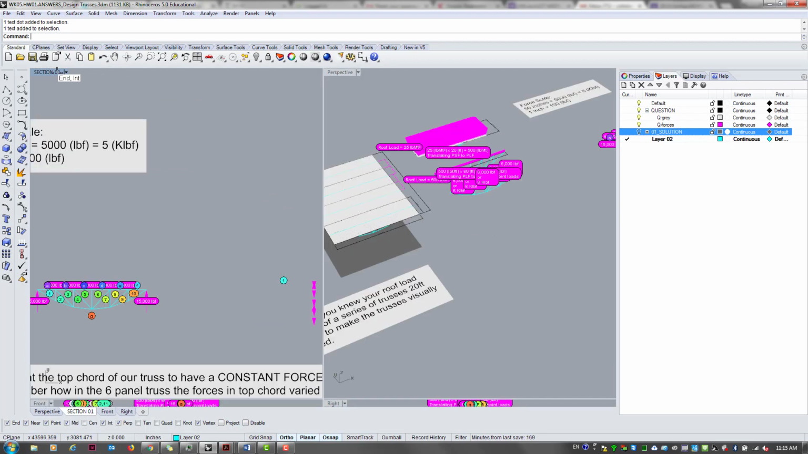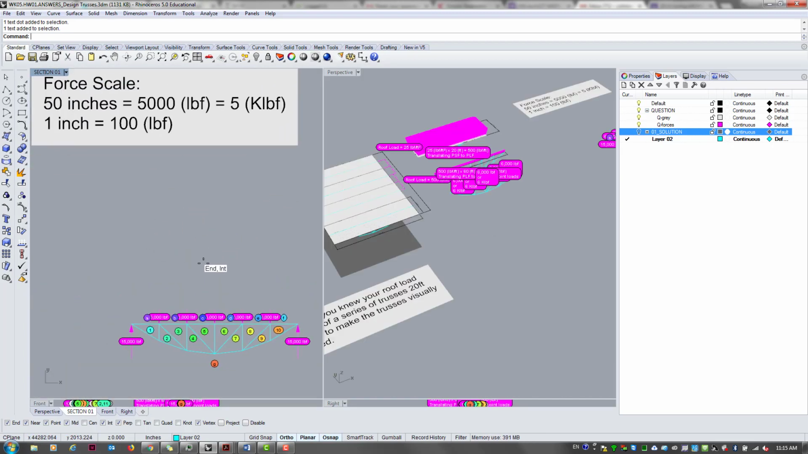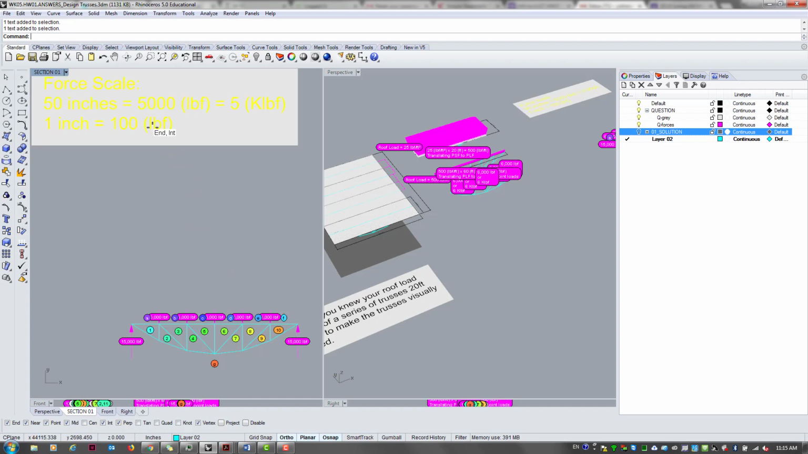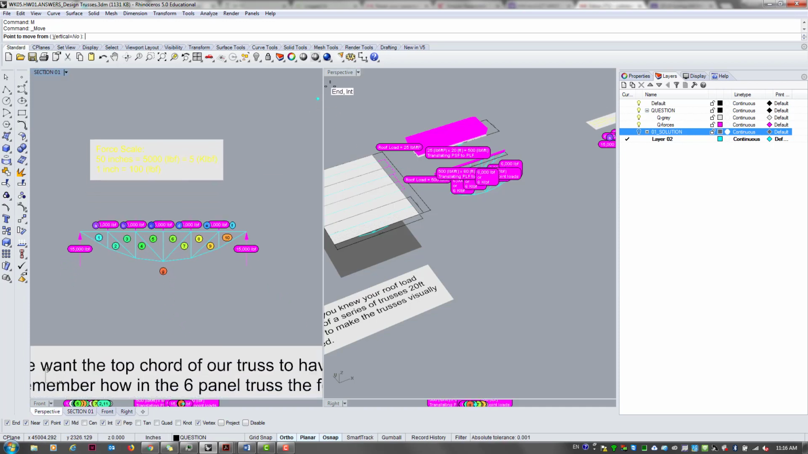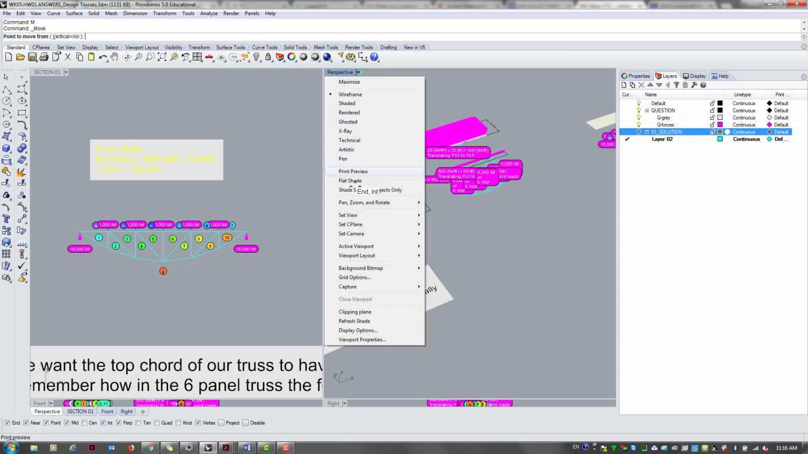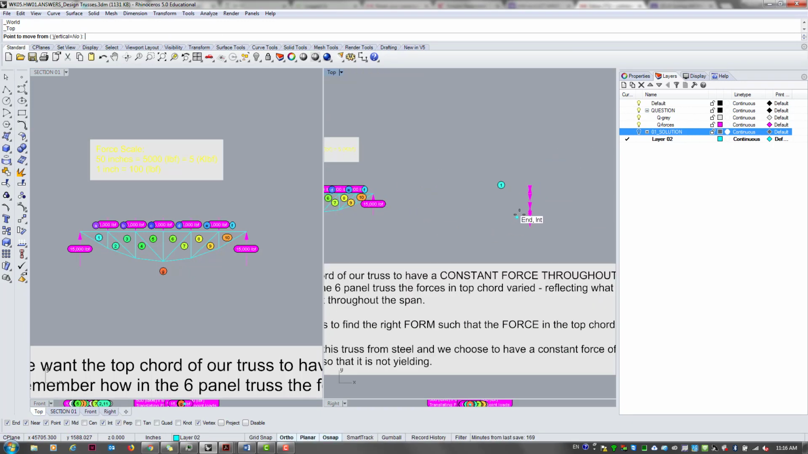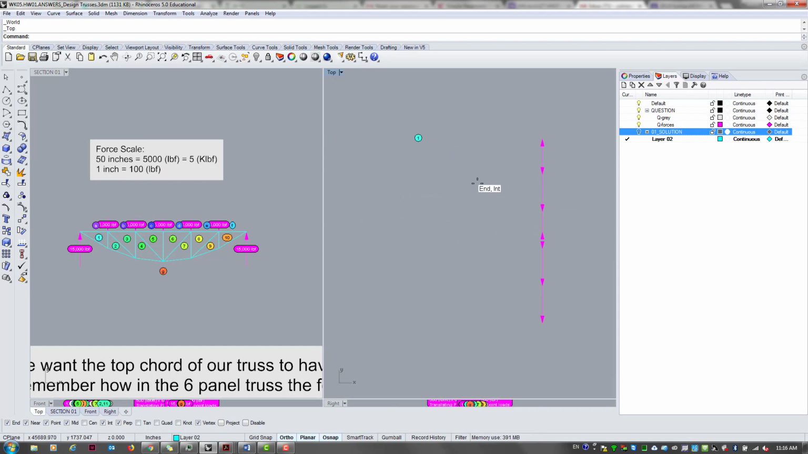And let me divide the view. So we have this. That's the force scale we are using, and then I'm going to have a top view here too. And then I'll show this diagram. Let me just redo this whole thing. I'm going to start the force diagram now.